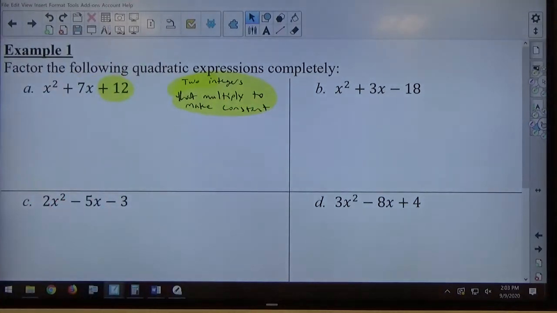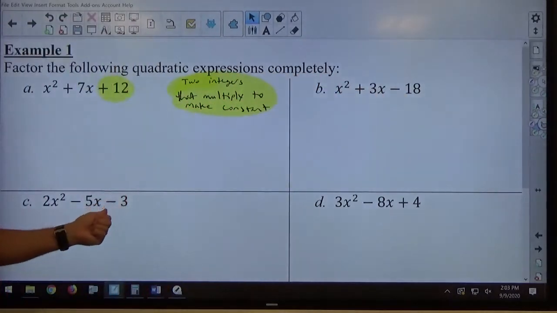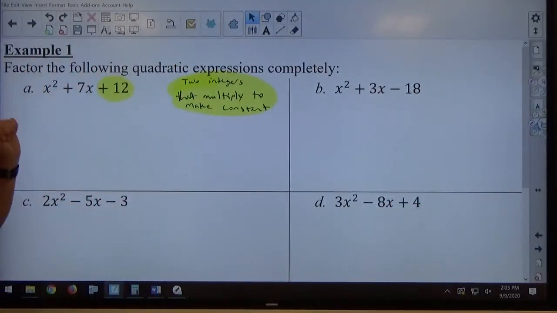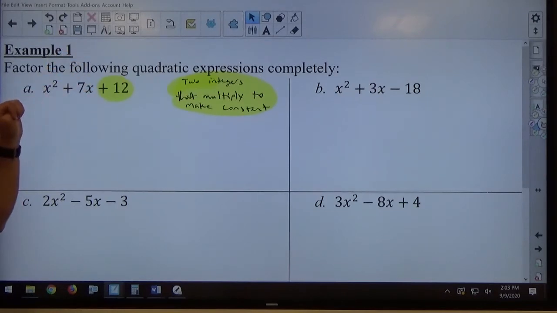So in general, any kind of algebraic statement they give you, if there's a number with no letter attached to it, that's called a constant. So in this case, positive 12 is the constant. Over here, negative 18 is the constant. Down here, negative 3 is the constant. Down here, positive 4 is the constant. So for these top two, any two integers that multiply to make the constant would be things we want to have on our list. Okay?